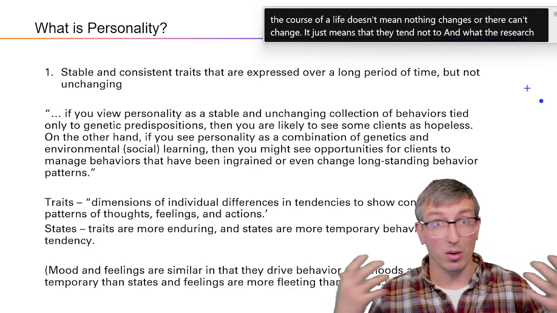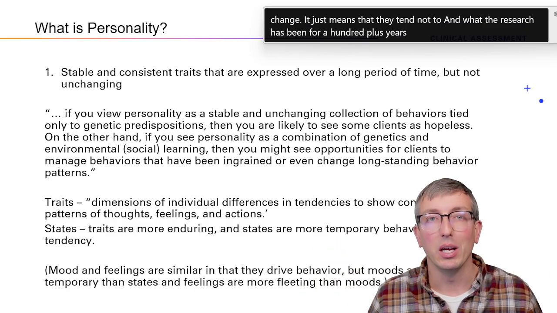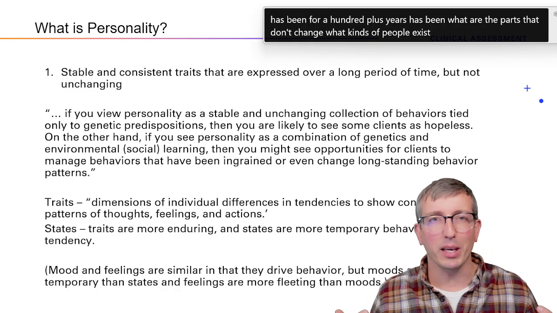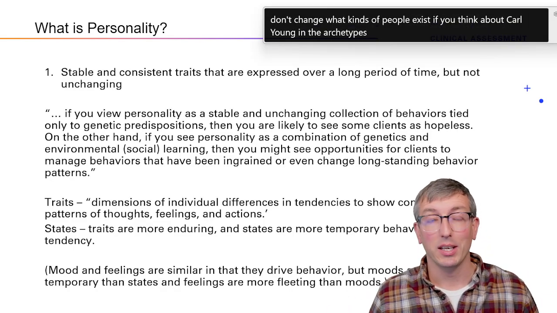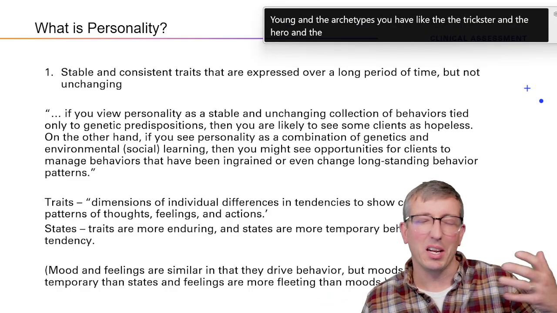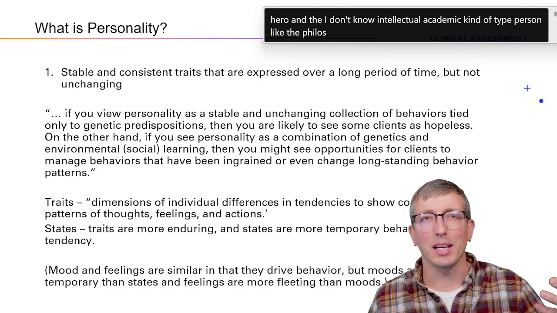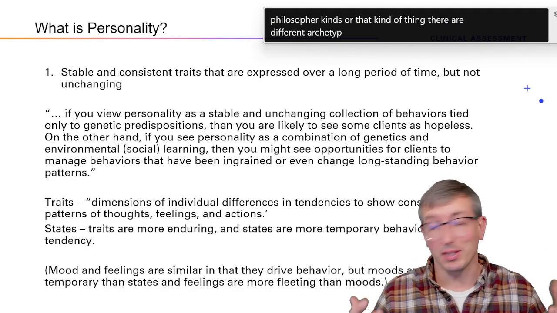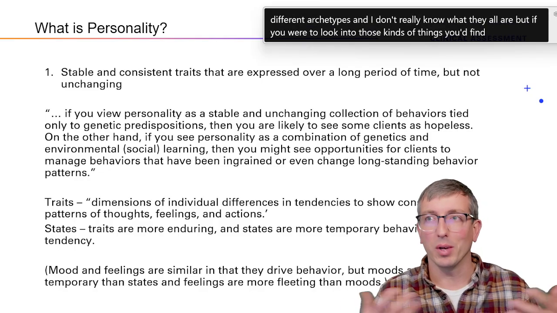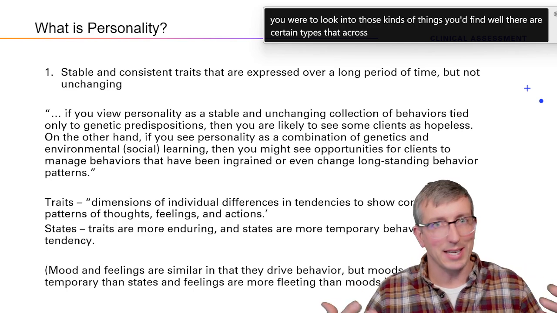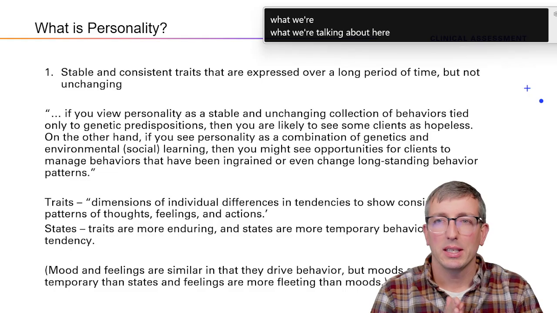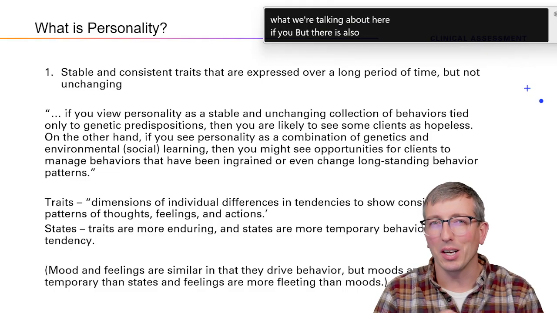And what the research has been over 100+ years has been, well, what are the parts that don't change? What kinds of people exist? If you think about Carl Jung and the archetypes, you have like the trickster and the hero and the, I don't know, intellectual academic kind of type person, like the philosopher kinds or that kind of thing. There are different archetypes, and I don't really know what they all are, but if you were to look into those kinds of things, you'd find, well, there are certain types that across cultures tend to exist. So that's what we're talking about here.